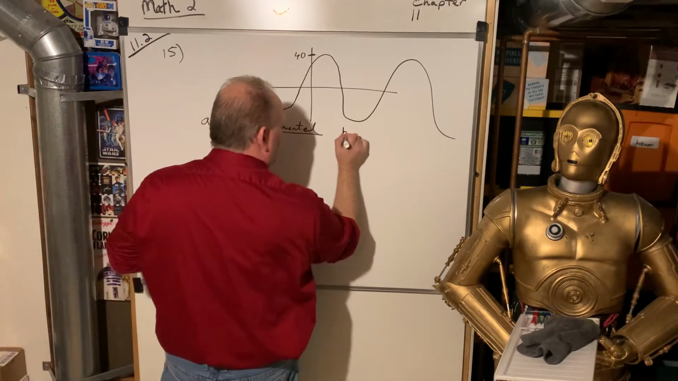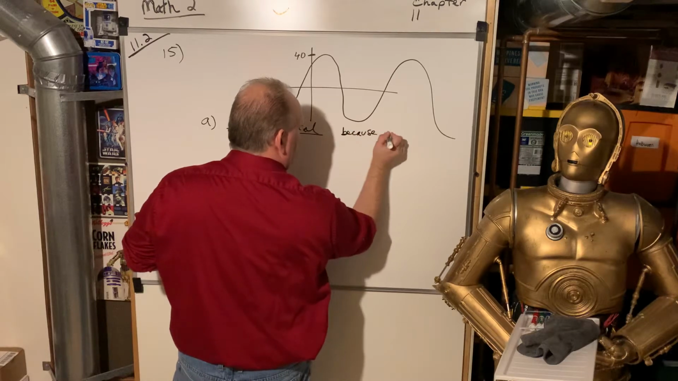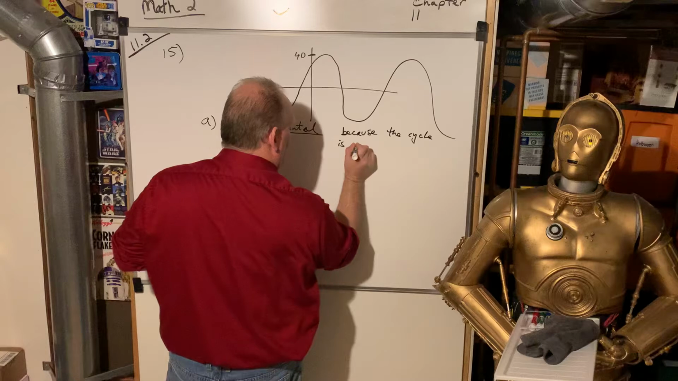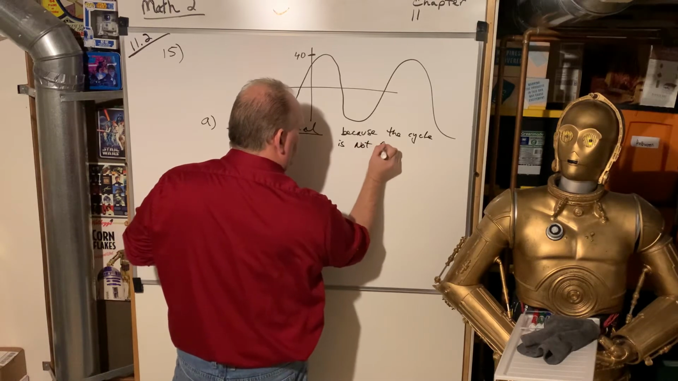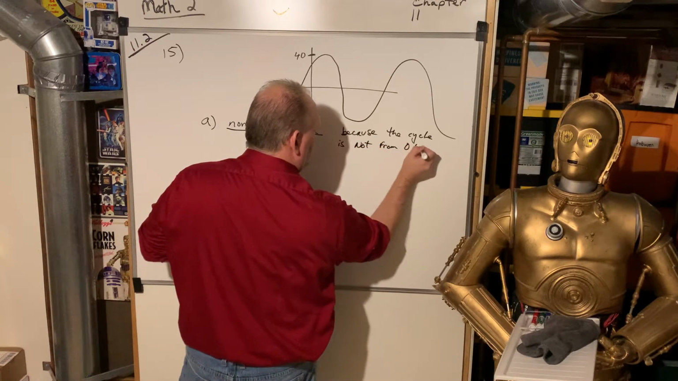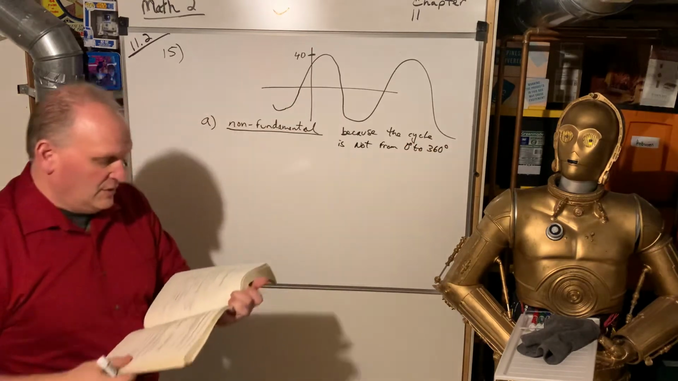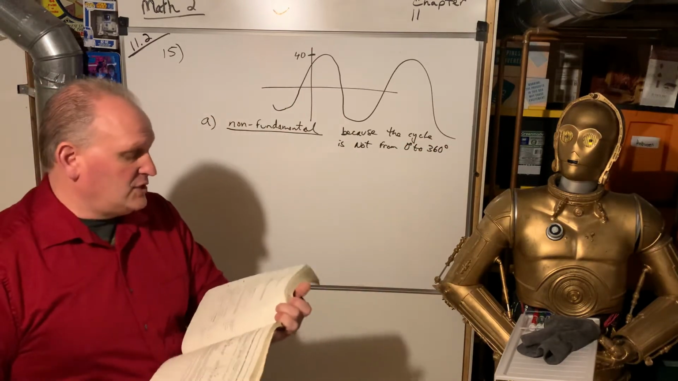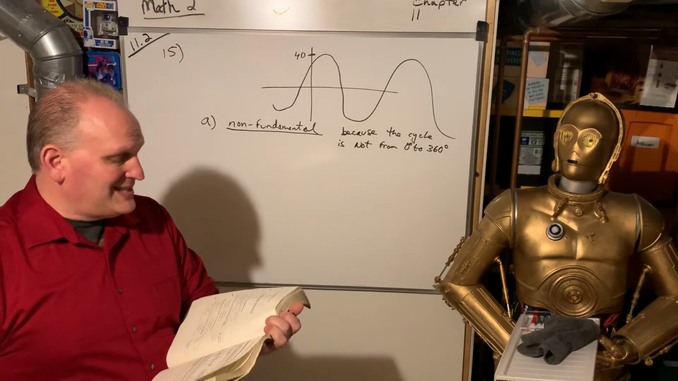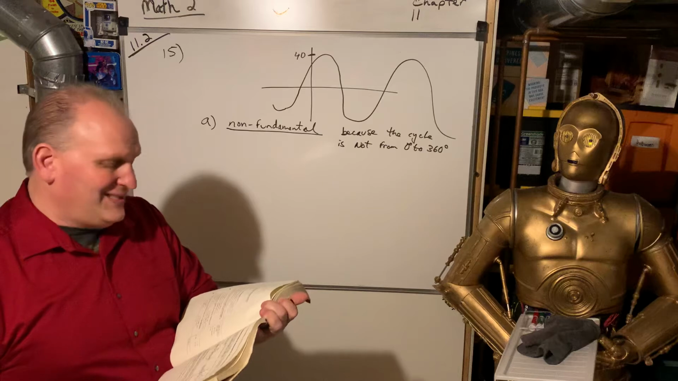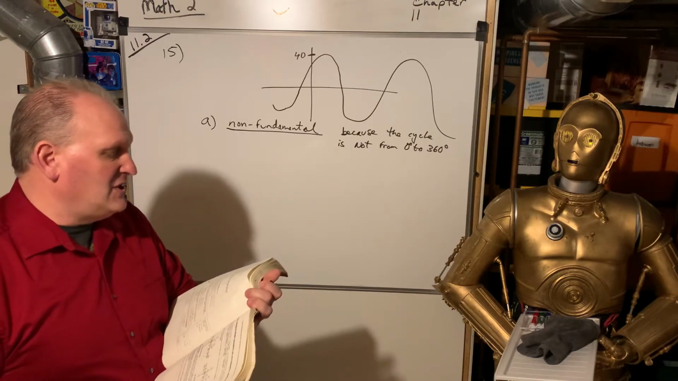And we'll just say because the cycle is not from 0 to 360. That's the normal period of this periodic function. The only basic cycle on the graph is from what to what? And so you're going to have to look at your book there, because my picture is awful.